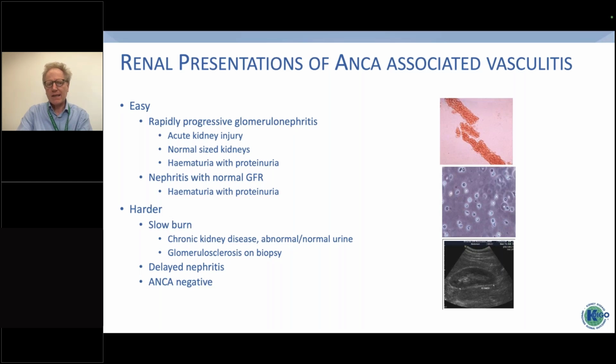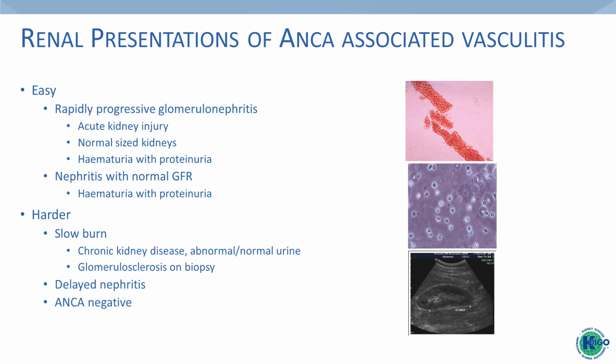We do recognize there are some harder presentations of ANCA-associated vasculitis that are harder to diagnose. We recognize what we call a slow burn presentation, which is typically in older patients presenting with chronic kidney disease, where there may only be minor urinary abnormalities, and the urine may be largely normal. ANCA is positive, and the biopsy tends to be dominated by glomerulosclerosis. We do think, however, this is a lesion that does respond to treatment, and treatment will stop progression and may recover some function.